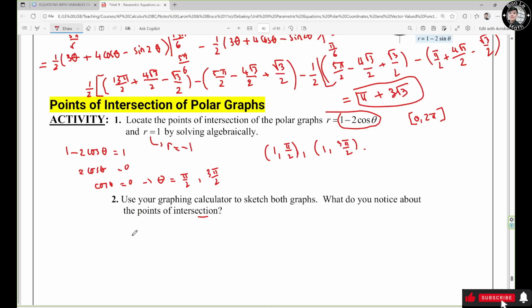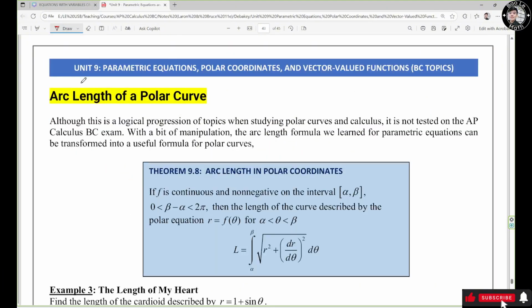Alright, so you have 1 minus 2 cosine theta equals negative 1, right? So you have 2 cosine theta equals 2, right? So you have cosine theta equals 1. And then theta equals 0, right? So the coordinate of the point of intersection is going to be negative 1 comma 0. Right, now let's move on to the last one.